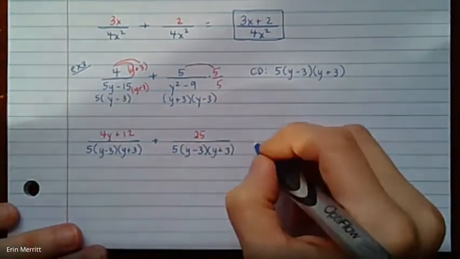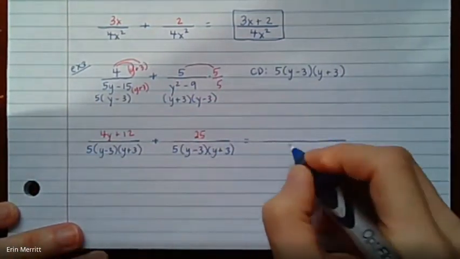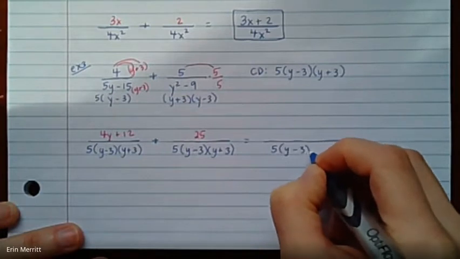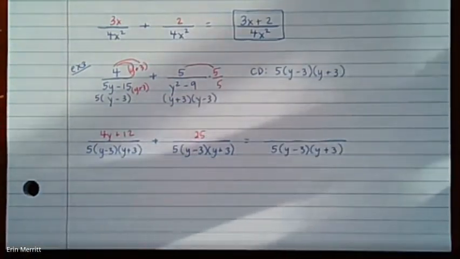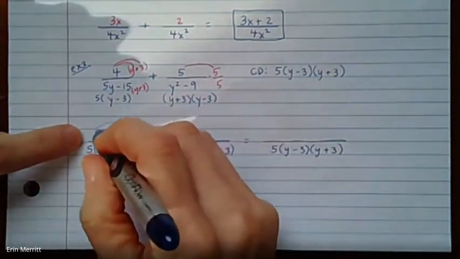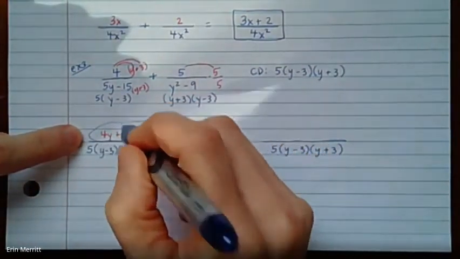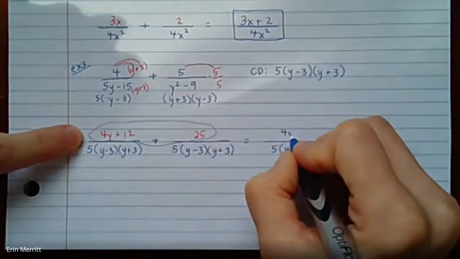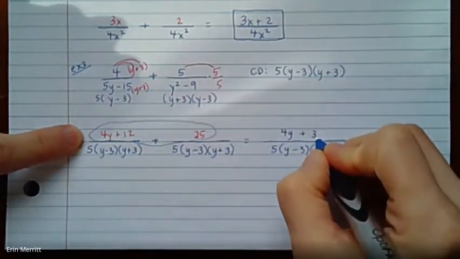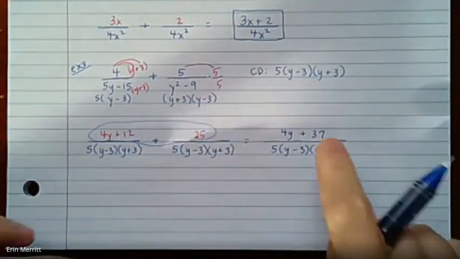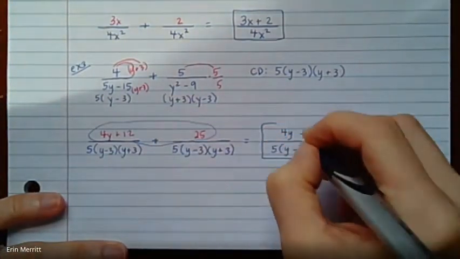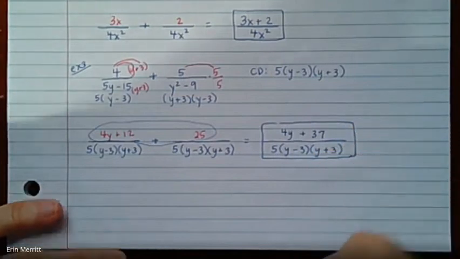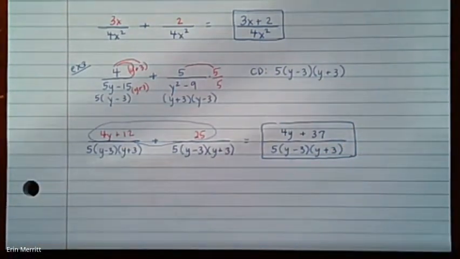All right. Now that you have the same denominator, keep that denominator and let's add those numerators. So 4y plus 12 and then plus 25. So when we put that together, that's going to give us 4y plus 37. That is clearly not factorable. So once I get my one single expression, I've added my terms and I'm done. That's it for example 3.